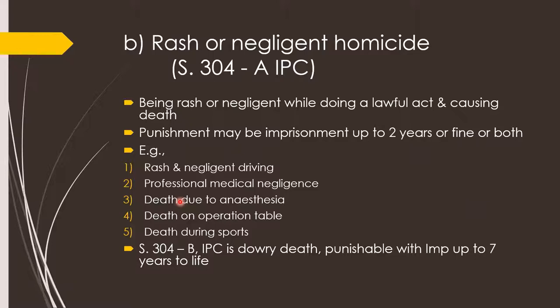Some acts that are considered as rash or negligent homicide are rash or negligent driving, professional medical negligence or criminal negligence, death due to anesthesia, death on the operation table, death during sports. Section 304B IPC is dowry death, and this is punishable with imprisonment up to 7 years to life imprisonment according to the case.